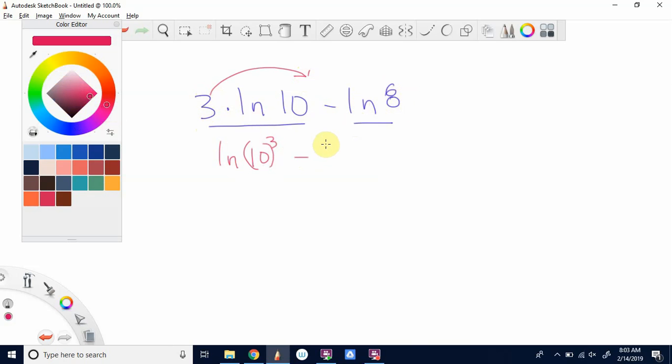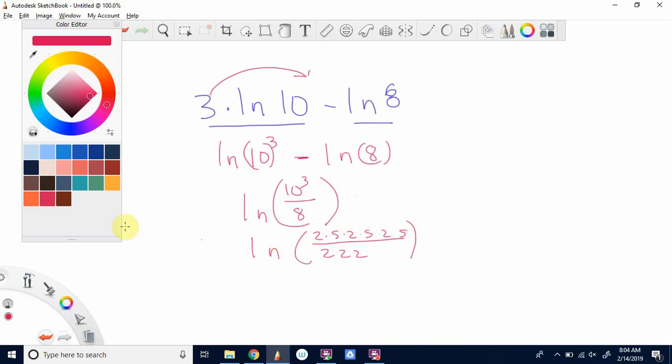So my argument's 10 minus natural log of 8. Now, I have the same base. Doesn't matter if there's natural log or log, so I can make it as 1. So I can say the natural log of 10 cubed divided by 8. Now, what you have to know is, and I'm going to go ahead and write this, that 10 is 2 times 5, times 2 times 5, times 2 times 5. This is what 10 cubed is. And 8 is 2 times 2 times 2.